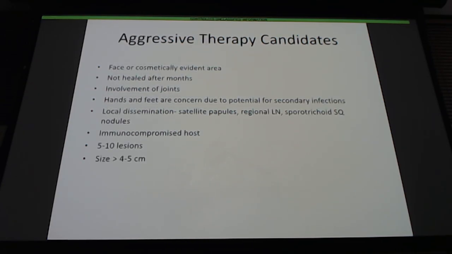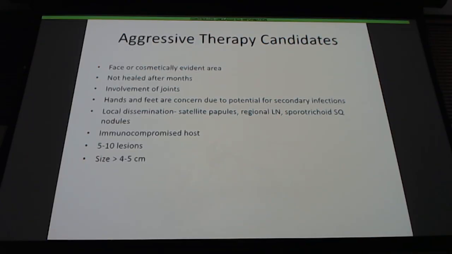These are cosmetic areas or other issues where you should be aggressive with the therapy. If it's on the face or a cosmetic area, you should really be aggressive because you don't want any of that deformity to occur like that gentleman we saw. So we need to be aggressive. If it's already been months and it has not healed or gotten better, then just go ahead and treat. If it involves joints, treat. Hands and feet, due to possibility of secondary infection, and I consider those cosmetic because people see those. Treat.